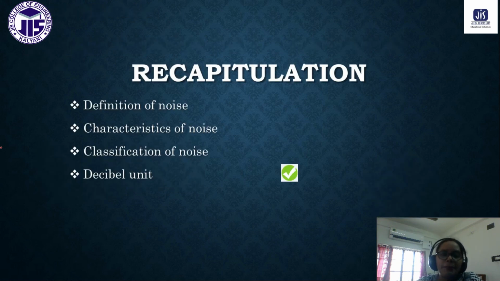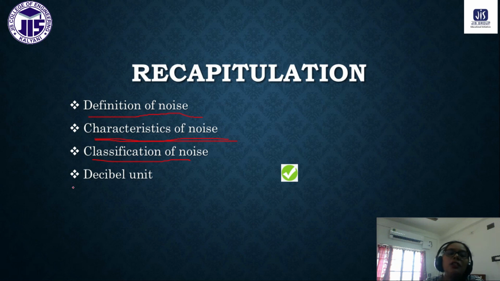Again, this is a recapitulation. Today we have discussed the definition of noise and the characteristics of noise. Generally, noise is of three types: transport noise, occupational noise, and neighborhood noise. This is the classification. The characteristics of noise are intensity, pressure, wavelength, amplitude and frequency. These are some of the characteristic parameters by which we can define a wave function or a noise.